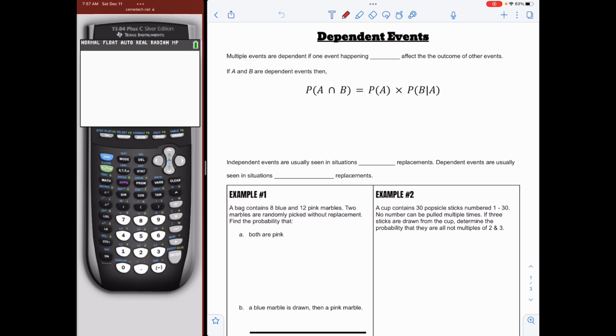All right, let's talk about dependent events. Multiple events are considered to be dependent if one event happening does affect another event happening. If A and B are dependent events, then the probability of A and B, or the intersection of A and B, is going to be equal to the probability of A times the probability of B, given that A has already happened. So this vertical line means given that.